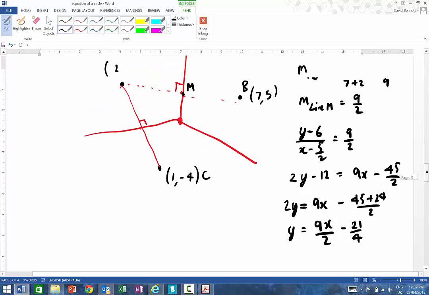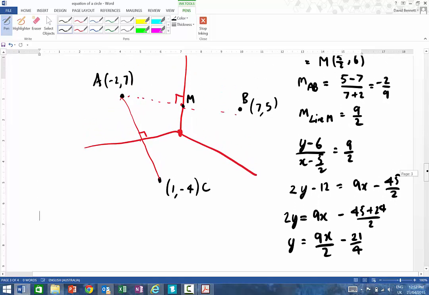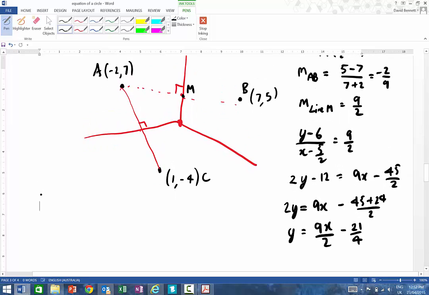Right, so if we do the same thing for AC, what's the midpoint? We'll call that point P. Add the 2 x coordinates together, minus 2 plus 1 all over 2, and 7 plus minus 4 is minus 4 over 2. So the point P, therefore P is equal to minus 1 on 2 and 3 on 2.